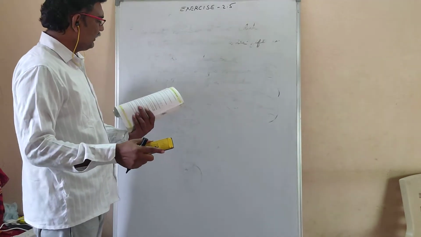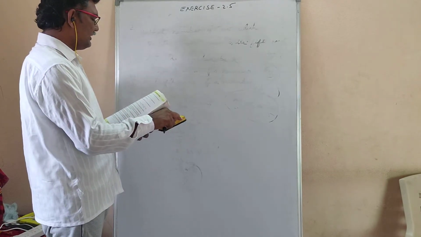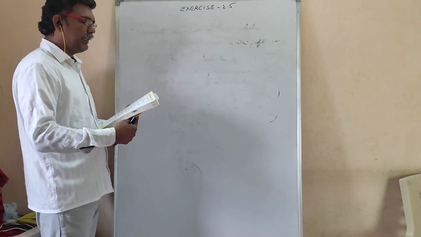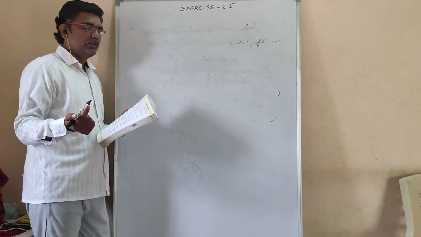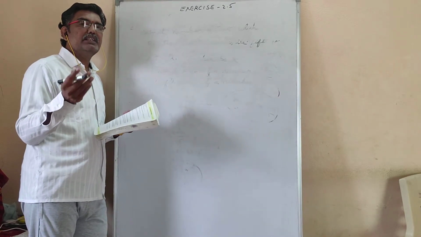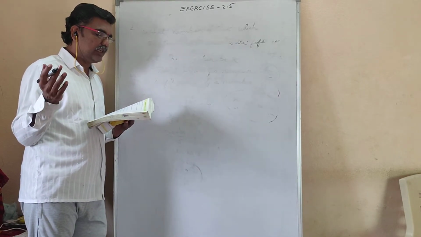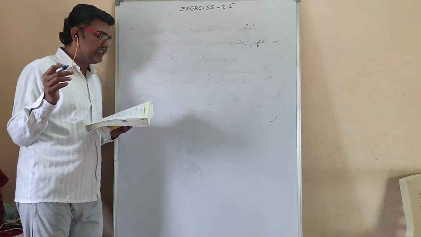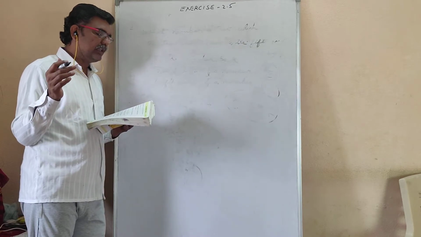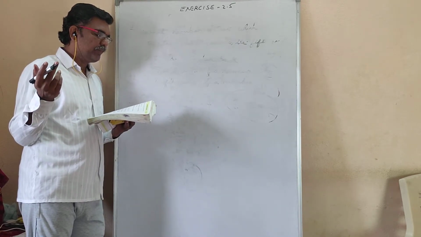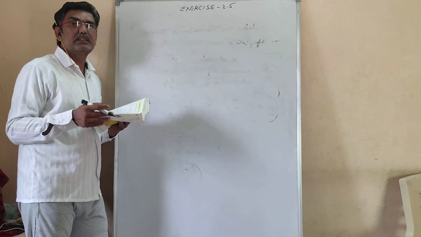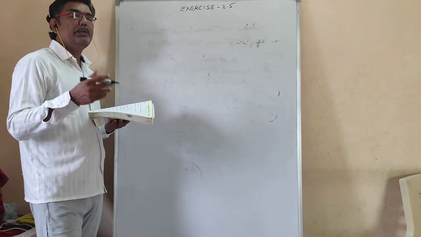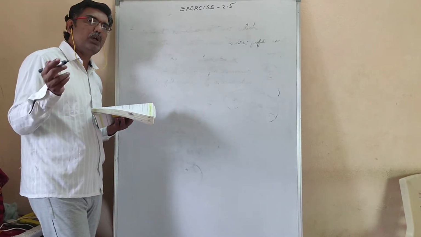What is the third problem here? The difference between two positive integers is 36. The quotient when one integer is divided by the other is 4. Find the integers. So here, how many integers are there? Two integers, and both are positive only.